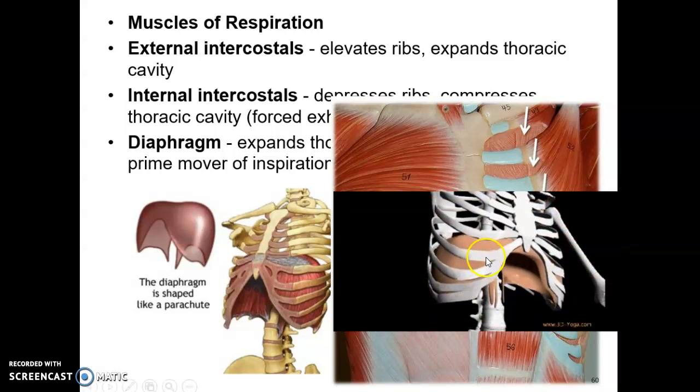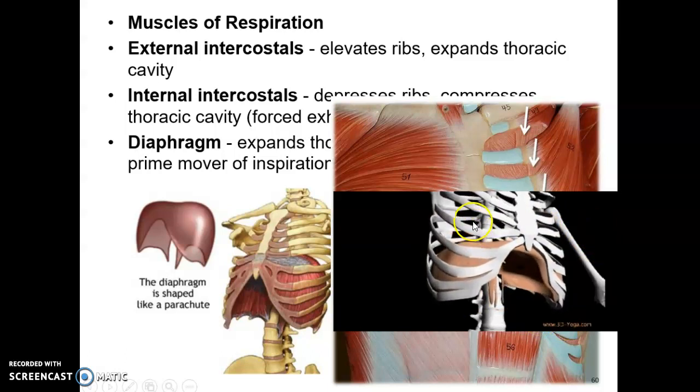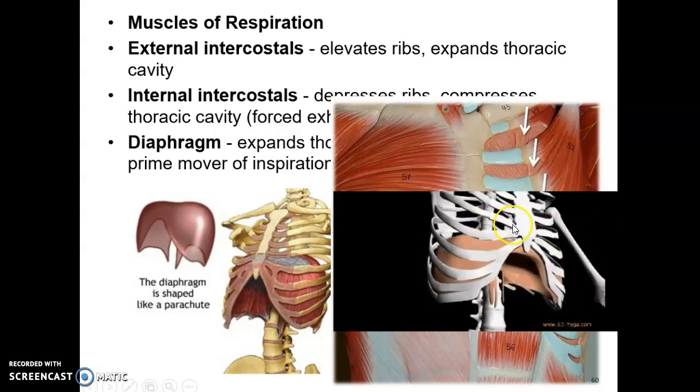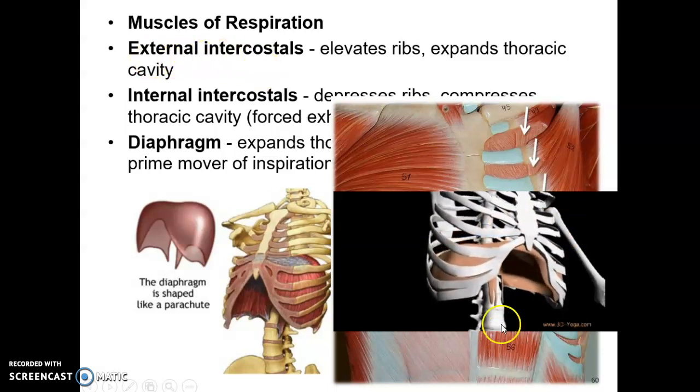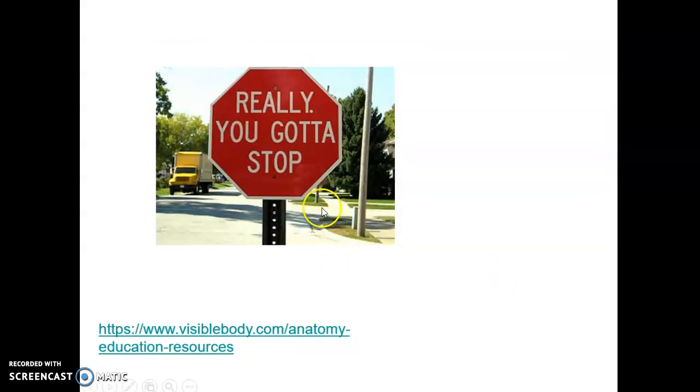And here's the action of the diaphragm. When it contracts, it bows down, increasing the thoracic volume. And then what causes the ribs to elevate, also increasing thoracic volume, is the action of the external intercostals. And that's it for this chapter. Short, we'll move on to the next one.